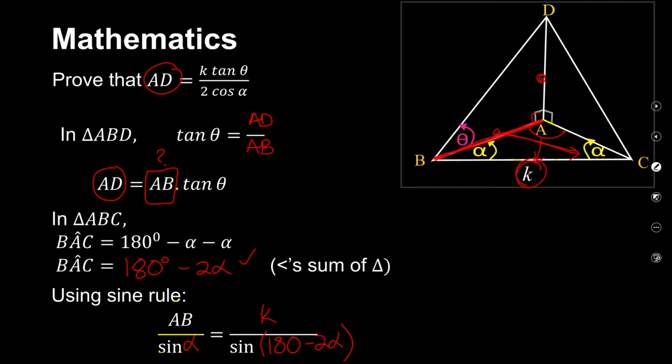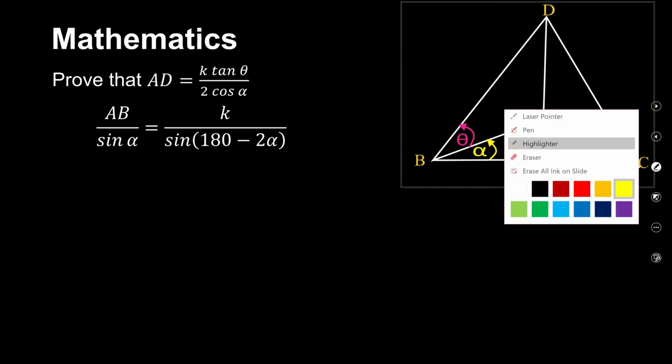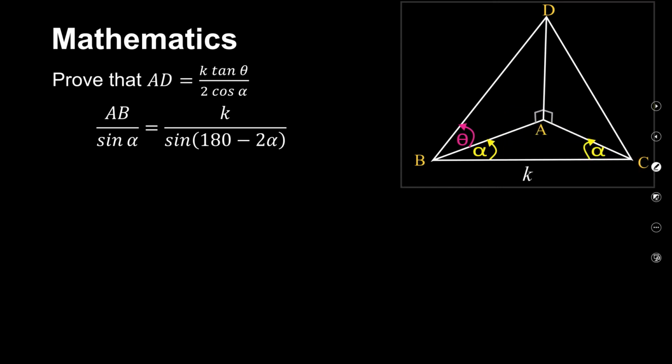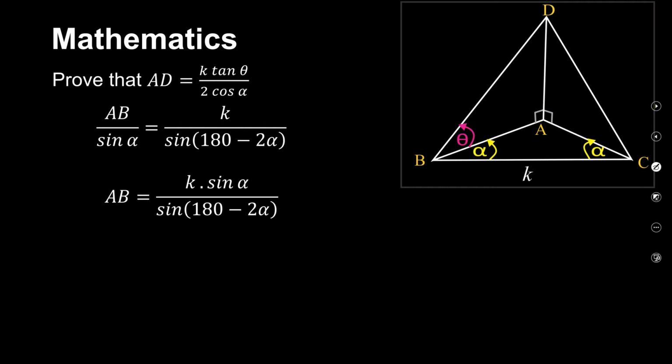Now we need to do a bit of algebra before we do anything else. Let's begin by first multiplying through by sine of alpha. We're going to multiply both sides by sine of alpha, and there we go. We've multiplied both sides by sine of alpha.